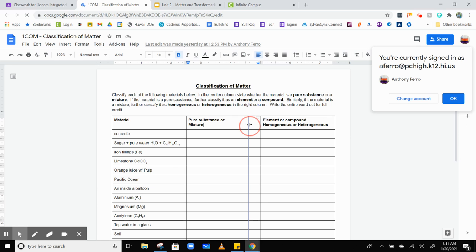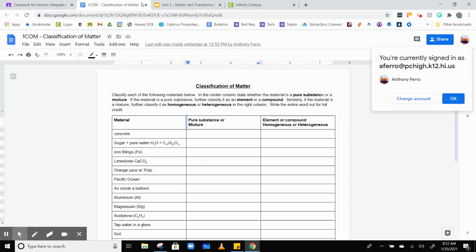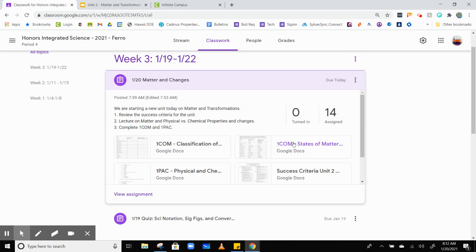That's kind of how it goes here. If it's a pure substance, element or compound; mixture, homogeneous or heterogeneous. Each column there. Pretty simple. I did give you the answers to that, so try the best you can to do it on your own, and then check your answers, make sure that they're correct.